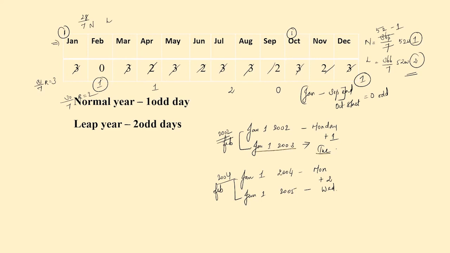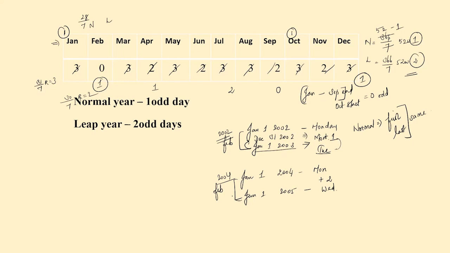So, the day before this, which is nothing but December 31, 2002. What day is it going to be? The day before this, it has to be a Monday. Correct. So if you look at a normal year, the first day of the year and the last day of the year will be the same. Okay. Now let's come to a leap year.